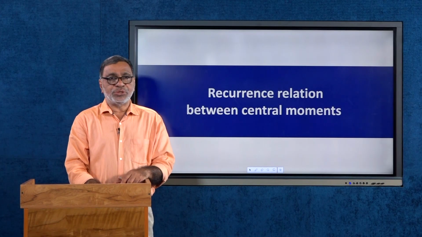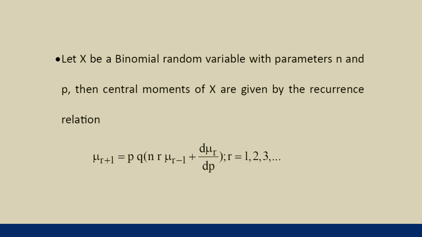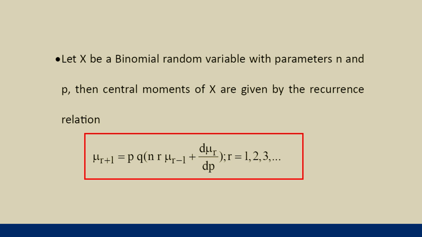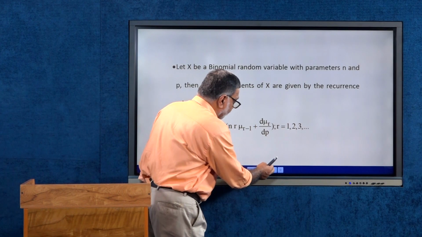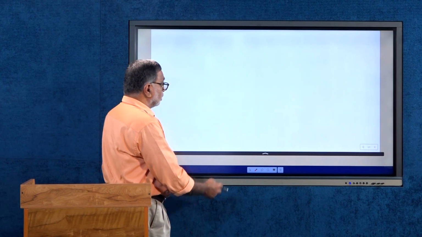of the distribution. So, suppose X is a binomial random variable with parameters n and p. The central moments of X are given by the recurrence relation mu r plus 1 is equal to pq times n r mu r minus 1 plus the derivative of mu r with respect to p, where r is equal to 1, 2, 3, etc. And the derivation of this recurrence formula is like this.